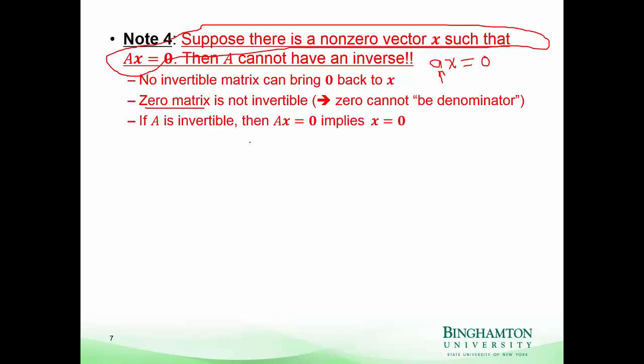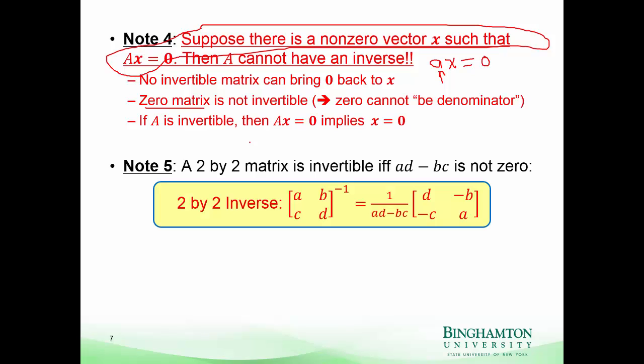So if A is invertible, flipping this the other way around: suppose I know that A is invertible, then for AX equal to 0, the only solution is X equal to the 0 vector. Note number 5. All the other ones were very general things. This is just a very specific thing.